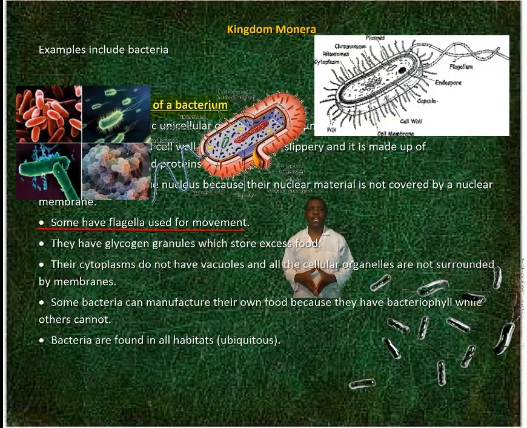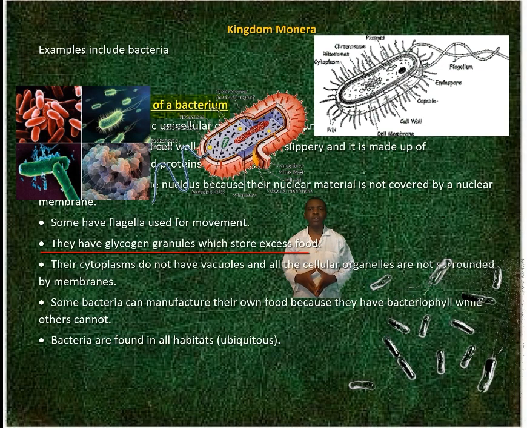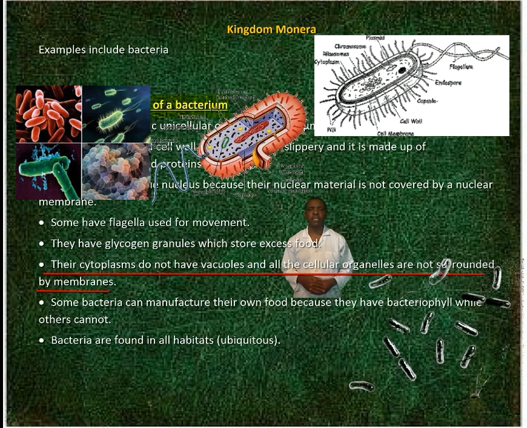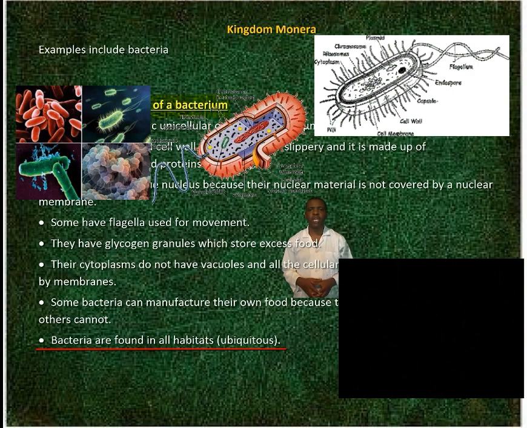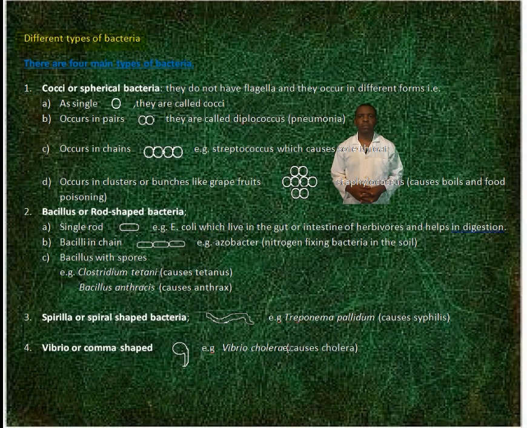Some have flagella used for movement. They have glycogen granules which store excess food. Their cytoplasms do not have vacuoles, and all the cellular organelles are not surrounded by membranes. Some bacteria can manufacture their own food because they have bacteriochlorophyll, while others cannot. Bacteria are found in all habitats.